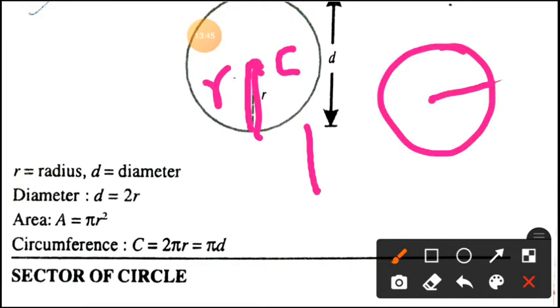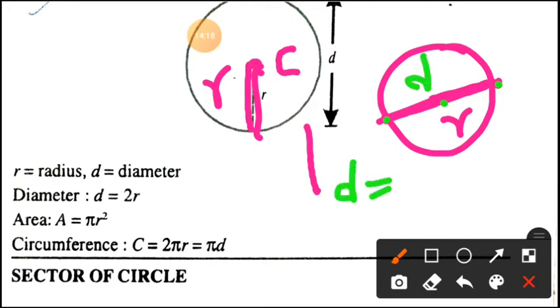Radius means any line segment. This is a line segment joining center to any point on the circle is called the radius of a circle. Here radius is represented by R. If we take a line segment joining any two points on the circle, passing through the center is called the diameter.